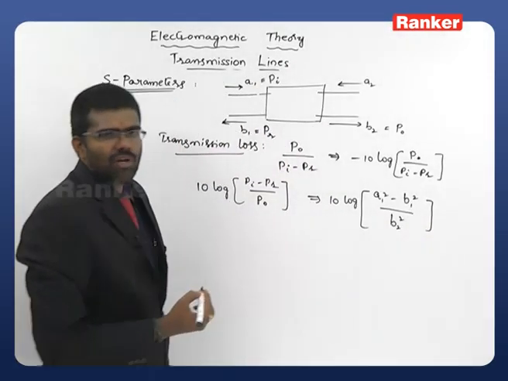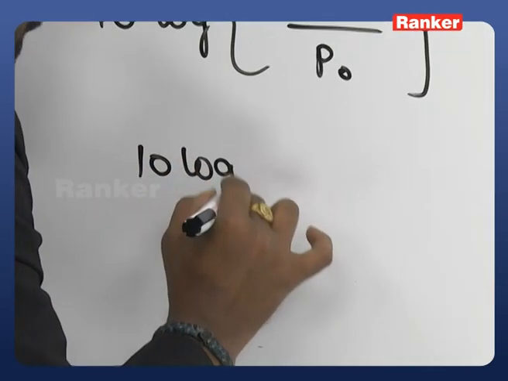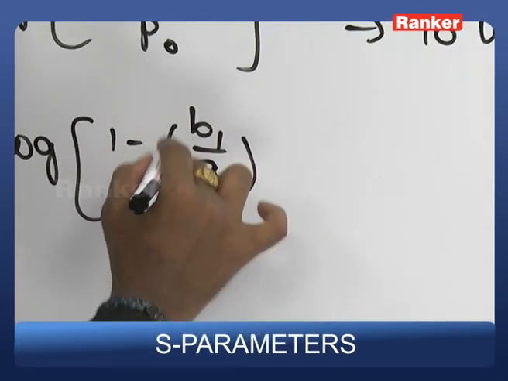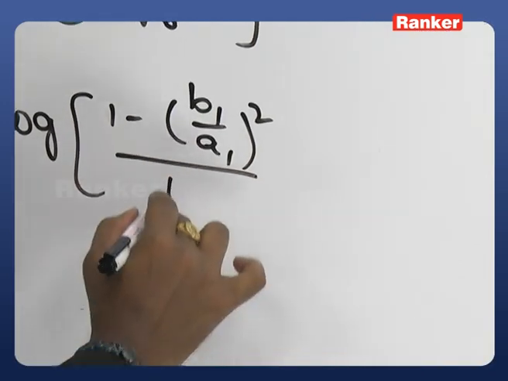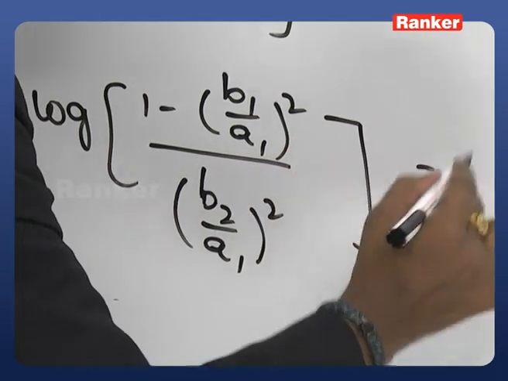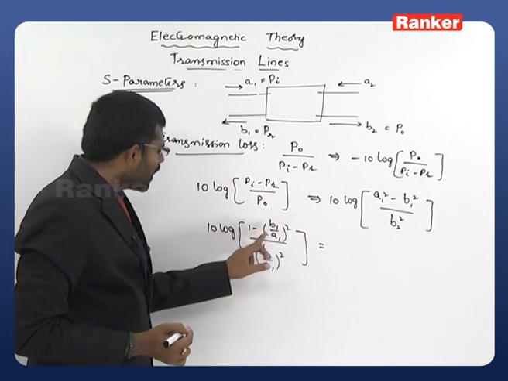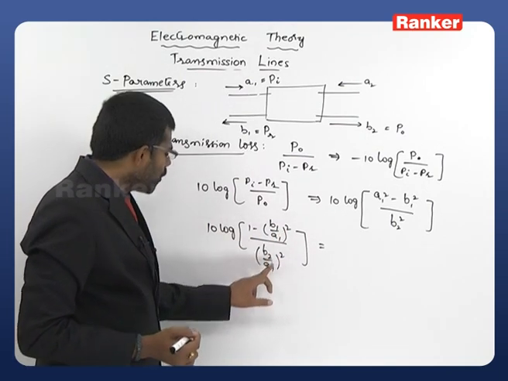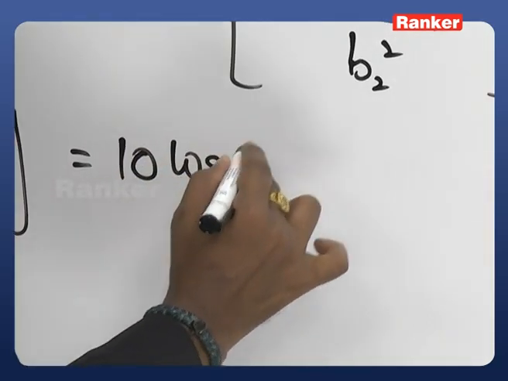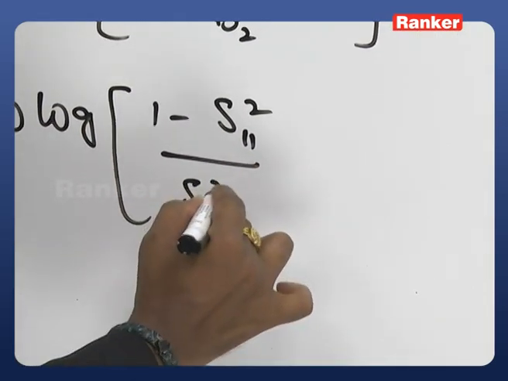Now take A1 common from both numerator and denominator, then this will be simplified, and it becomes 10 log (1 minus B1 by A1) whole square divided by (B2 by A1) whole square. I am just taking A1 common from both numerator and denominator. Then what we will get here? 10 log, 1 minus B1 by A1 is S11, B2 by A1 is S21. So simply it is 10 log (1 minus S11 square) divided by S21 square.